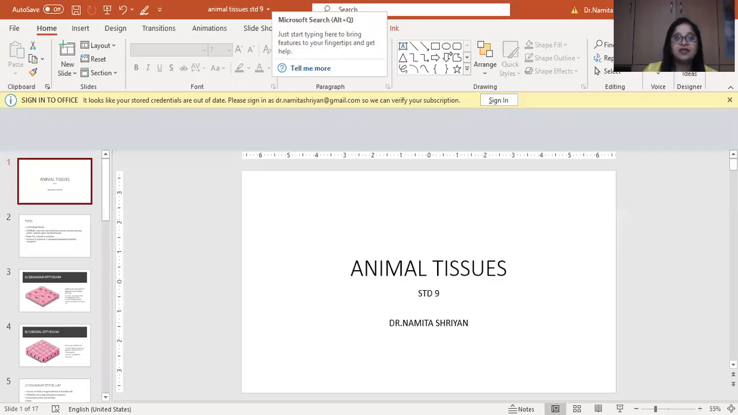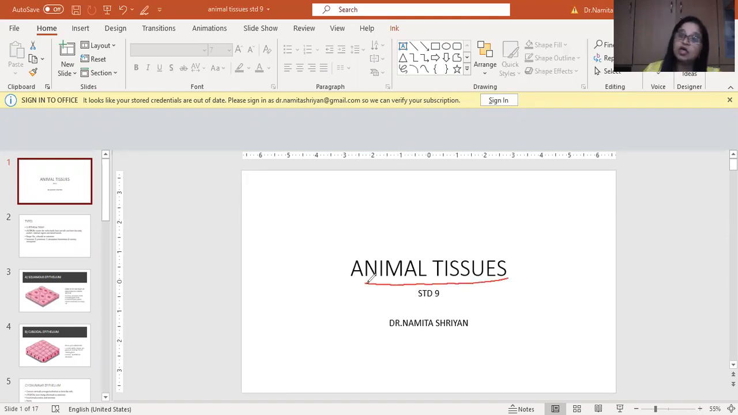Hello friends, today we are going to talk about animal tissues. As we know, tissues are basically a group of cells which have a particular function, carrying out a similar function and having a common origin. And so when these groups of cells come together to perform a specific function and have a common origin, we call them tissues.